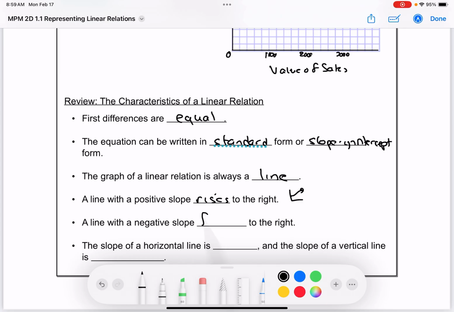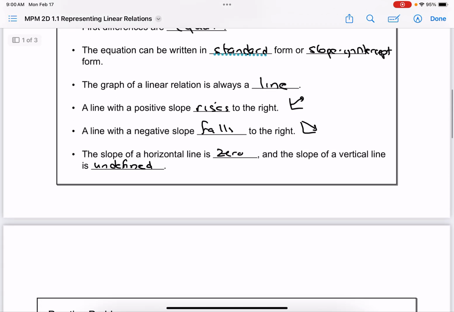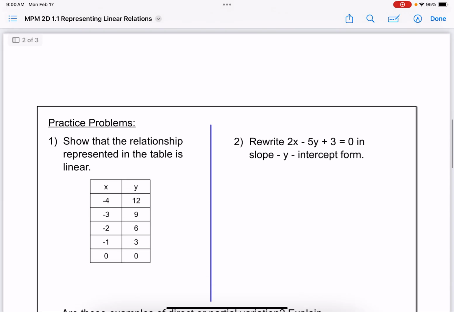And then a line with a negative slope falls to the right. So it looks like that. Okay? Slope of a horizontal line is 0, and the slope of a vertical line is undefined. So those are things that we've already discussed in this class. So that is good news for you. Okay, most of what you're doing for the next few days is review, so you'll be okay.